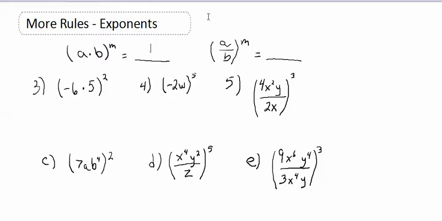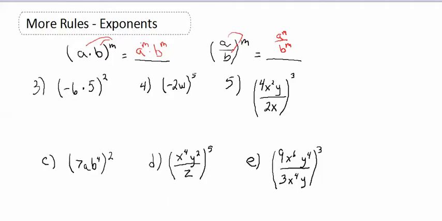And you're going to take this exponent, and we're going to do it like the distributive property. We're going to distribute it to everything that's inside that parentheses. So it's going to be a to the m power times b to the m power. Same thing with the next one. It's a fraction, but we're going to take that exponent and distribute it to everything that's inside the parentheses. So it's going to be a to the m power over b to the m power.